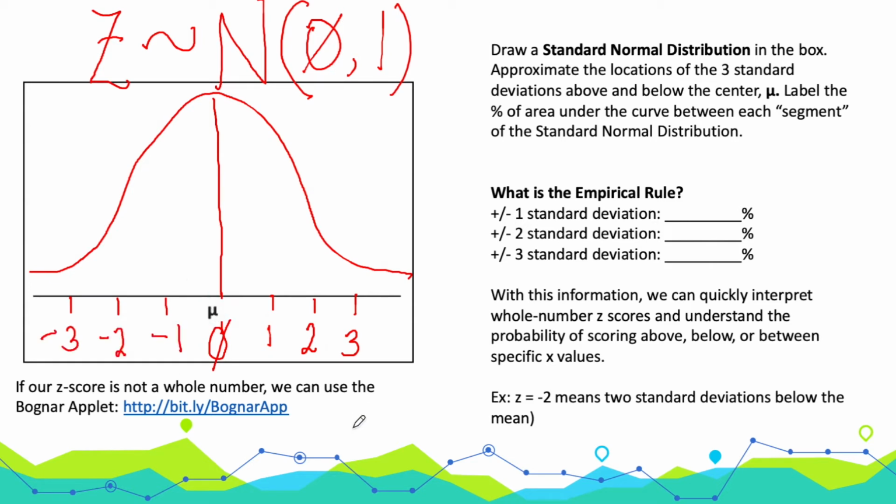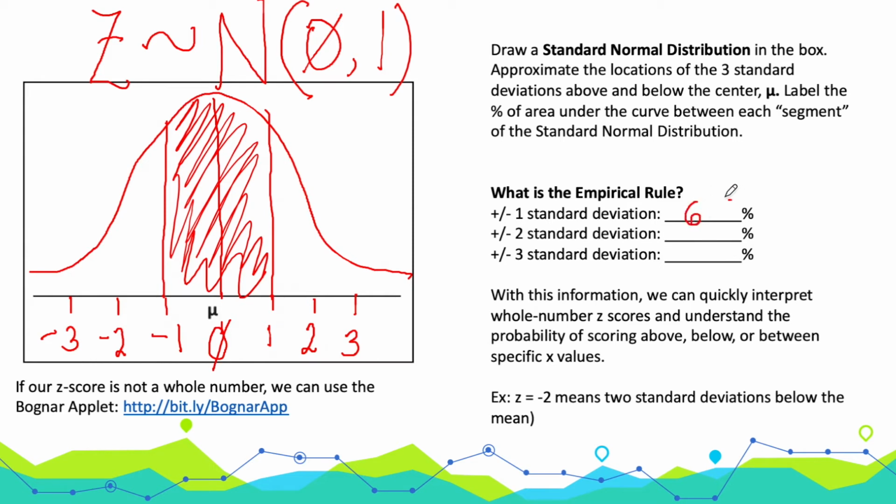Now remember, you can watch the other video that I will link up here and put in the description. If a z-score that we're working with isn't a whole number, we can use the applet to estimate. However, because of the empirical rule, we can do a lot of work just estimating probabilities using our z-scores alone. What is the empirical rule? We know that if we're looking for the area above 1 standard deviation below the mean and below 1 standard deviation above the mean, the area I'm shading here, that accounts for 68% of the area under the curve.